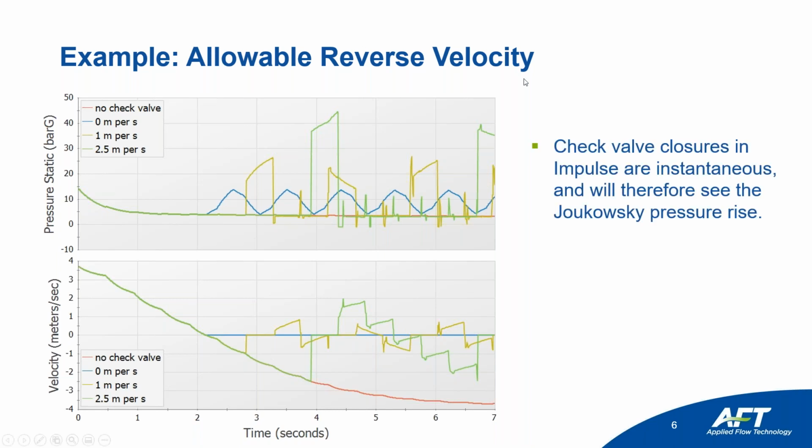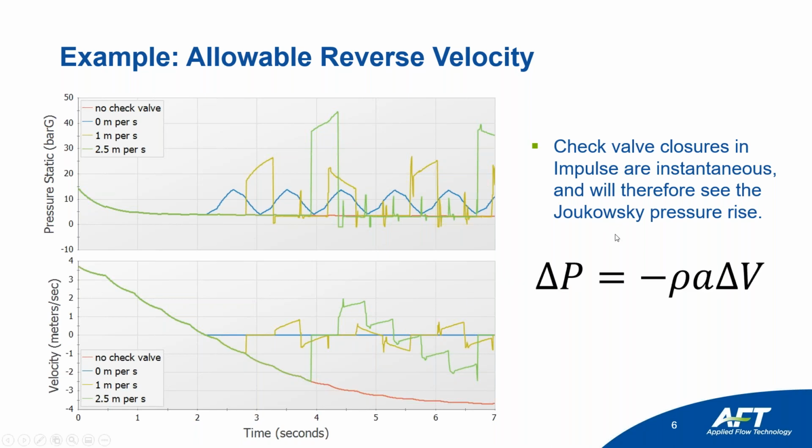One thing to note is that check valve closures in Impulse are always going to be instantaneous. So here we can see as soon as it reaches that reverse velocity, it's going to go to immediately closed. So a lot of what we're doing here is all dependent on that reverse velocity. That's why it's so important to get that number as close to accurate as possible. So that way we're accounting for that slam and the highest potential pressure rise that our system would see.